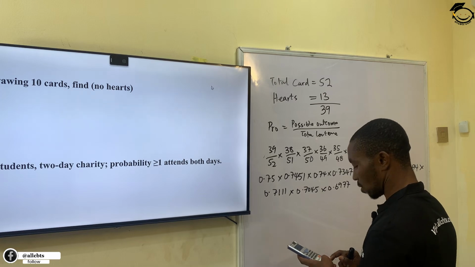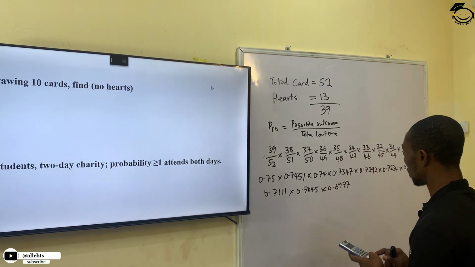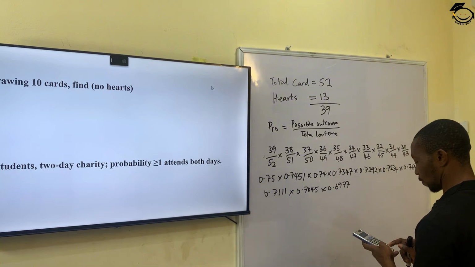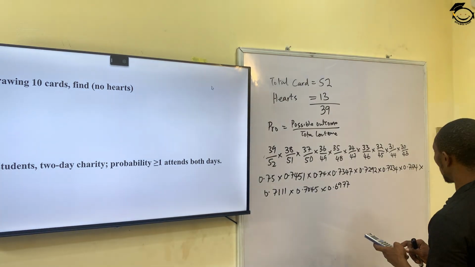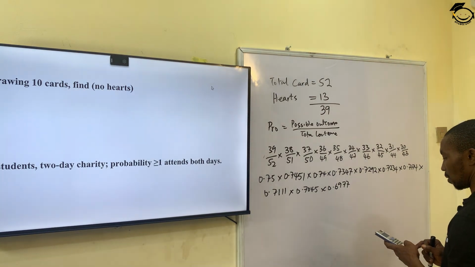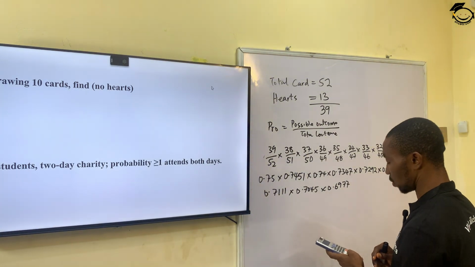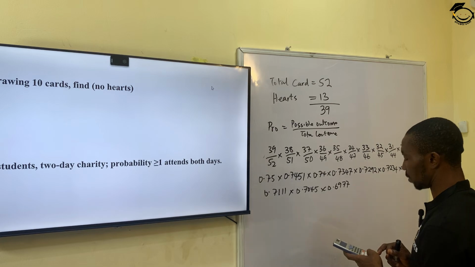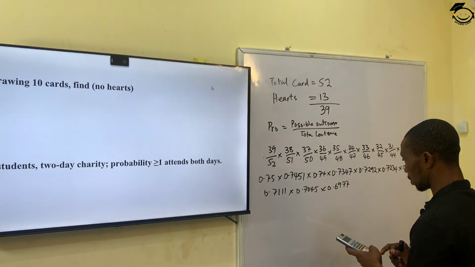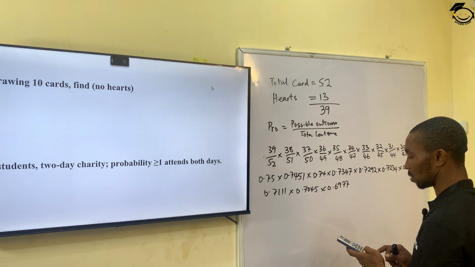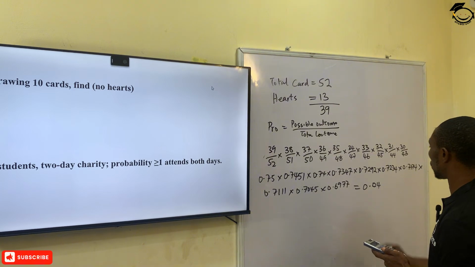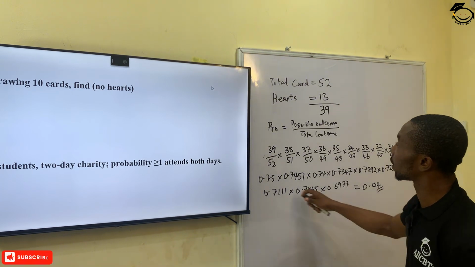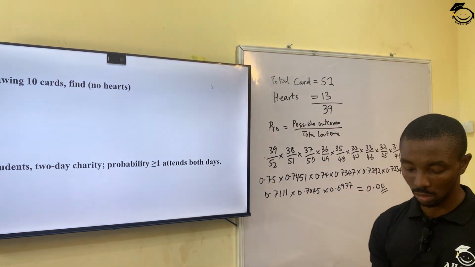Now multiplying all together, we are having it as 0.75 times 0.7451 times 0.74 times 0.7347 times 0.7292 times 0.7234 times 0.7174 times 0.7111 times 0.7045 times 0.6977, which will give us 0.04. So this is the probability of picking 10 cards without a heart in it.